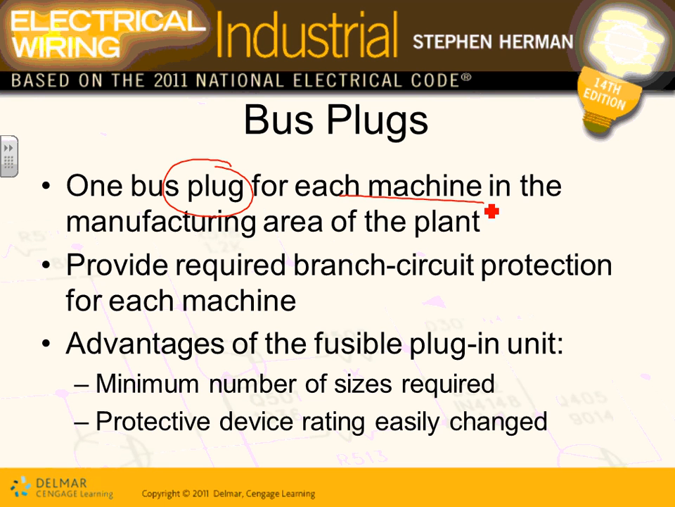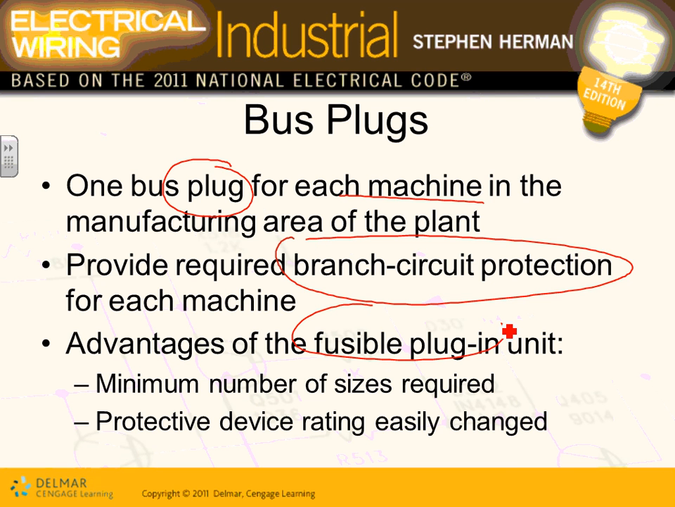So you guys have seen all these cords coming down yesterday, hanging from the ceiling or from the busway. What do they do for a living? You have to have a so-called branch circuit protection for the machine. That's where the fuse becomes a big deal. Sizing the fuse, guys, will protect that particular machine from short circuit and ground fault. Advantage of fusible plug-in units: minimum number of sizes required, protective devices rating, easily changed.